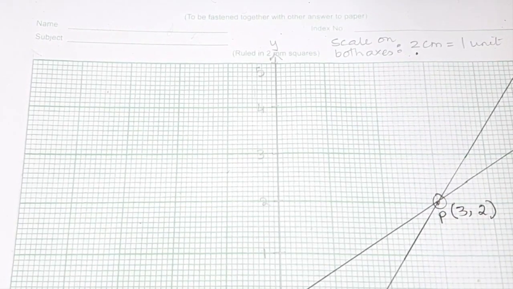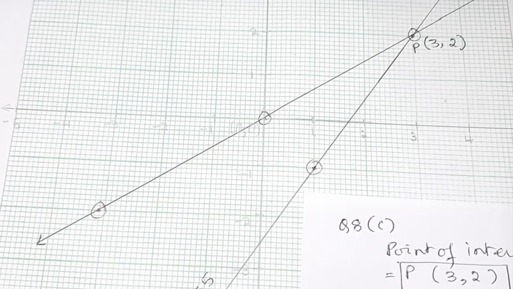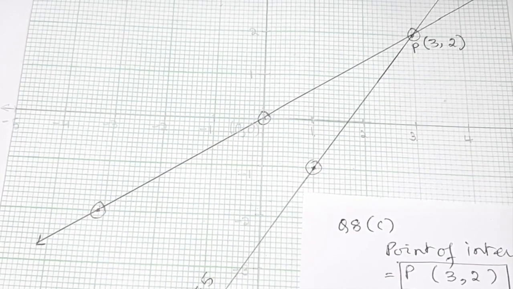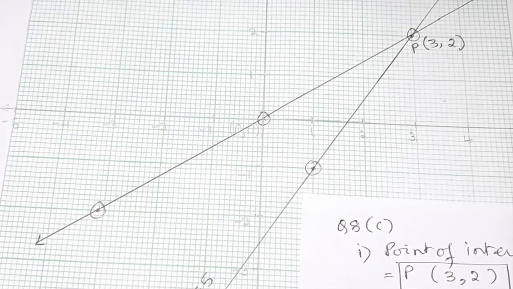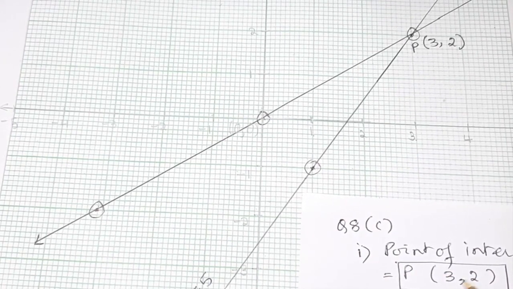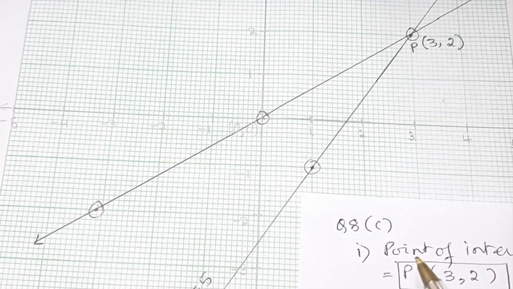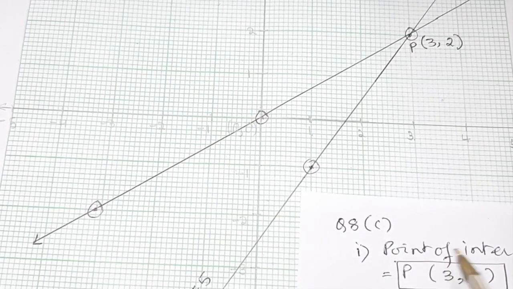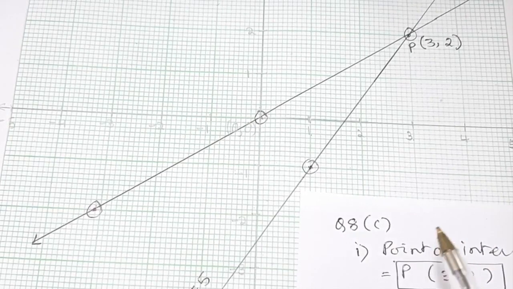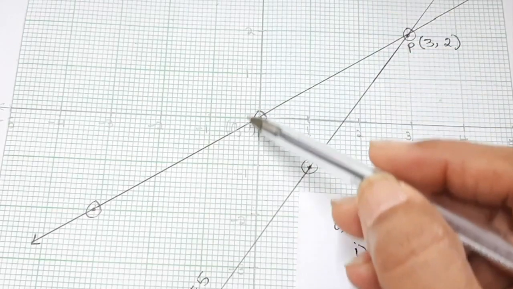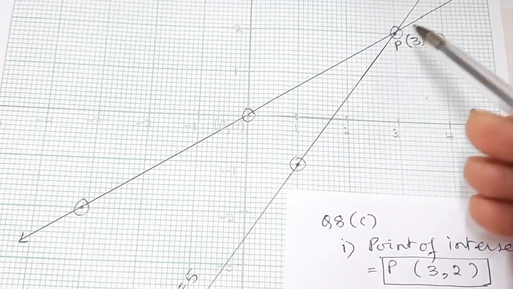Okay. I have written 8C, point of intersection P 3 comma 2, that is answer 1. For the second part, they are asking us to find the area of the triangle formed by the lines with the y-axis. With the y-axis, this is the y-axis and these are the two lines.